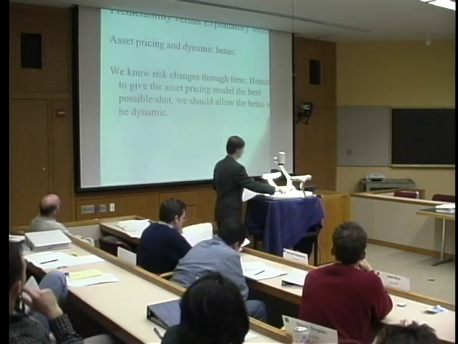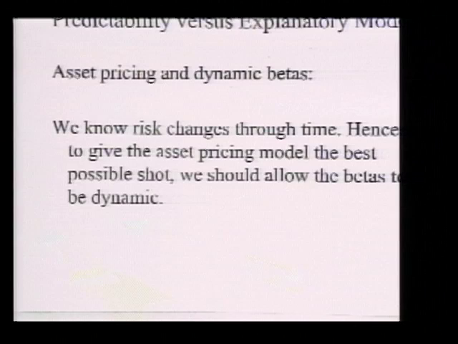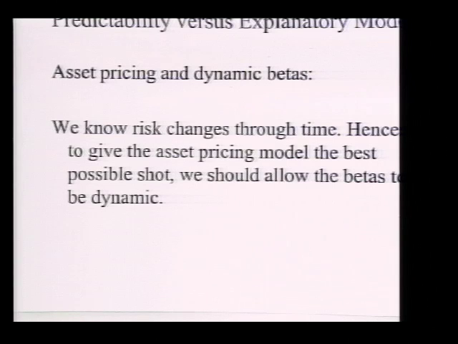I said last lecture that it doesn't make sense to test an asset pricing model with constant betas. And maybe I've got the benefit of hindsight here, because all of the classic tests of asset pricing models basically assume the betas are constant. Okay, beginning with the Black-Jensen-Scholes 1972 classic test of the CAPM.